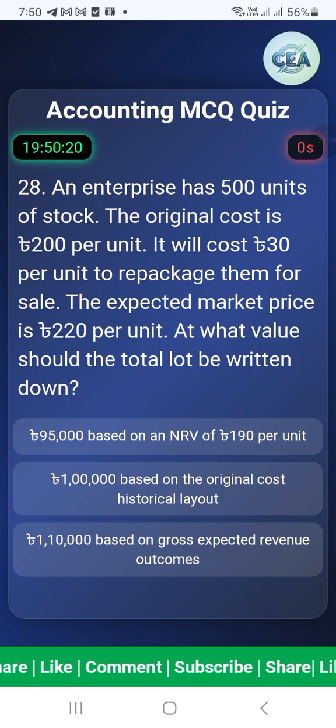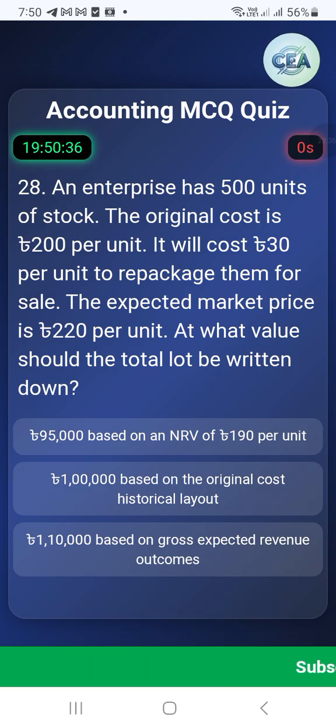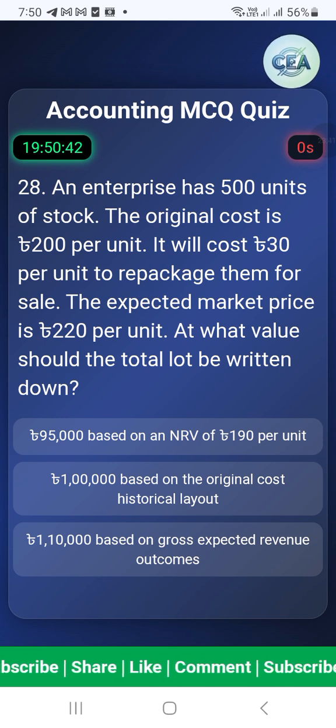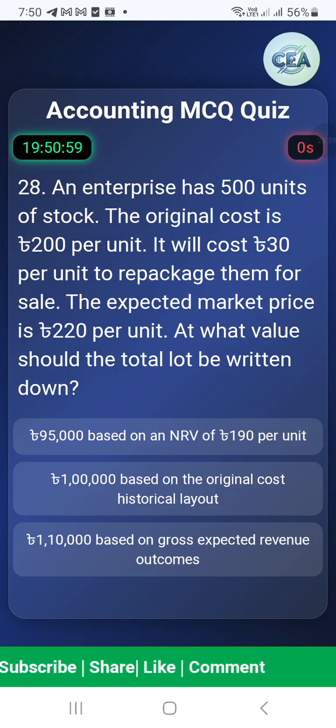28. An enterprise has 500 units of stock. The original cost is 200 takas per unit. It will cost 30 takas per unit to repackage them for sale. The expected market price is 220 takas per unit. At what value should the total lot be written down? Option 1. 95,000 takas based on an NRV of 190 takas per unit. Option 2. 100,000 takas based on the original cost historical layout. Option 3. 110,000 takas based on gross expected revenue outcomes.